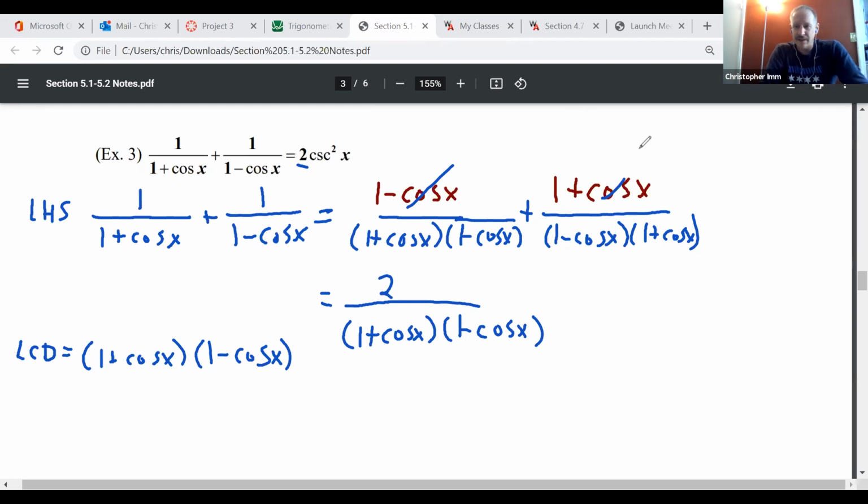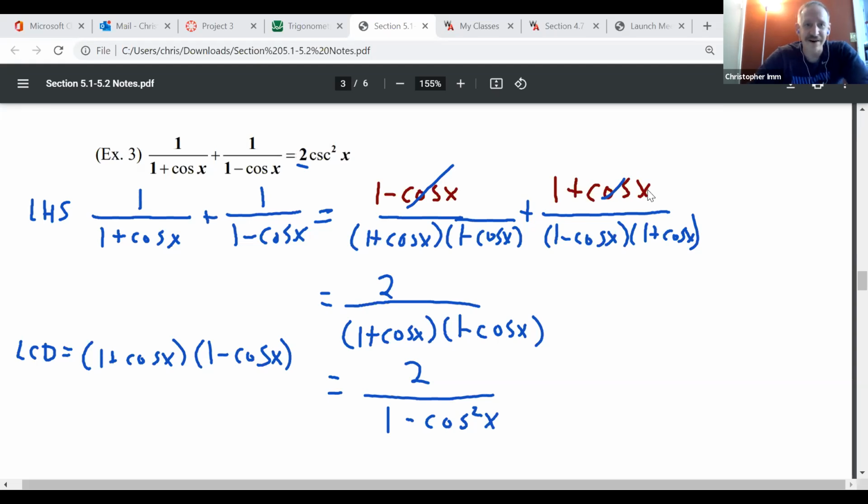So let's go with Michaela. If I want to get that cosecant squared, I need to figure out how to simplify that denominator. If I multiply the denominators out, what would I end up with? That's like a difference of squares, right? Would it be 1 minus cosine squared x? Exactly. Nice job, Michaela. I know I could count on you. So it's going to be the first one squared minus the second one squared.